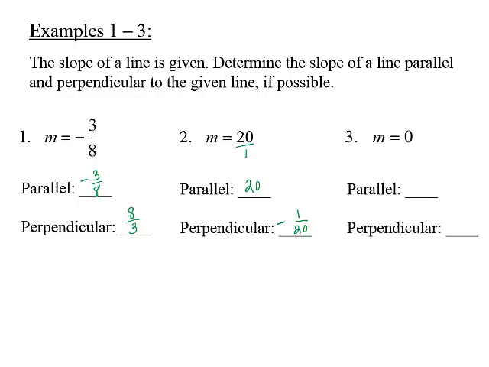If a line has a slope of 0, a line parallel to it also has a slope of 0. A line perpendicular to it would be the reciprocal of 0, but if you invert that, that's going to be 1 divided by 0, which is undefined. The sign really doesn't matter in that case because we can't find it anyway.